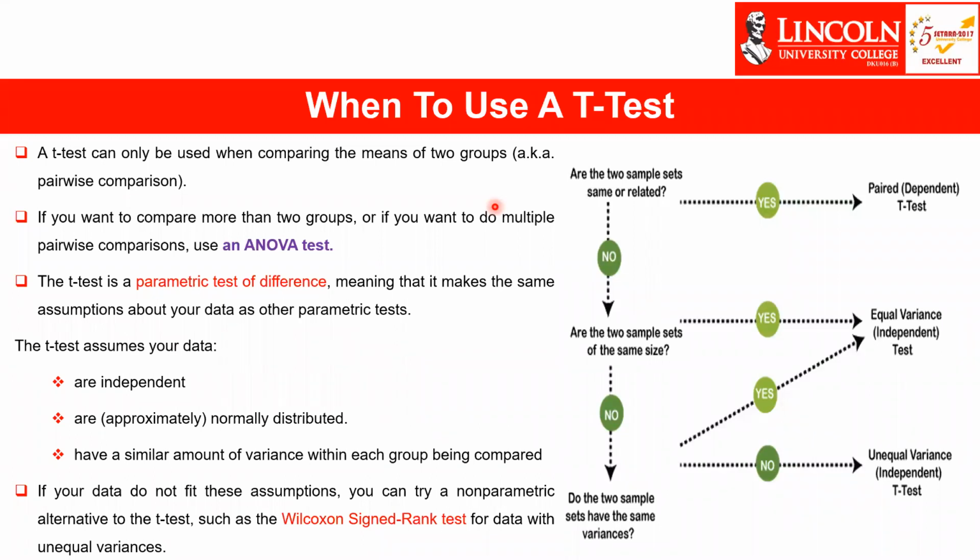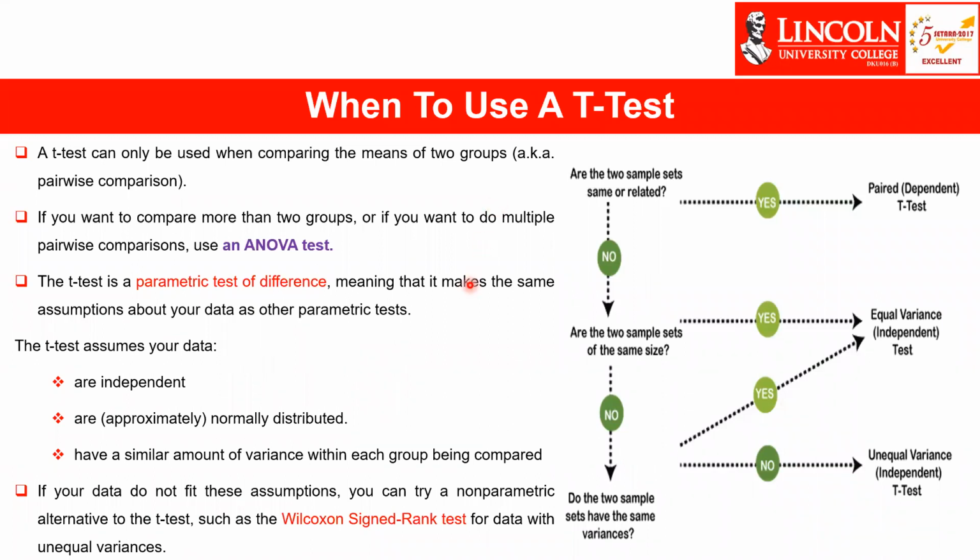If your data do not fit these assumptions, that doesn't mean that you cannot perform statistical analysis on those data, or that those data sets are useless. No, they are not. You just need to use a different test on those data sets. One of the tests that you can try is a non-parametric test, such as the Wilcoxon signed rank test for data with unequal variances. If your data has equal variance, there are other tests under non-parametric tests that you can also apply.